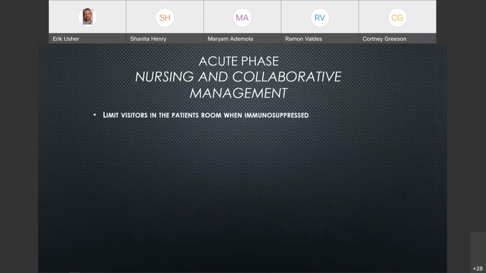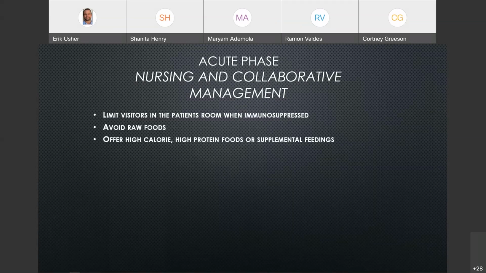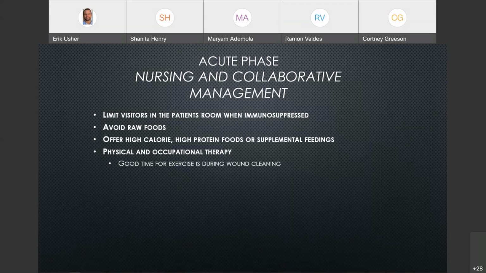In the acute phase, again, we limit the visitors in the room when they're immunocompromised. We don't want to introduce that infection. So we avoid raw foods for that matter. We make sure they have nice high-calorie, high-protein foods and supplemental feedings. Physical and occupational therapy are going to be very, very key. So we need to find a good time for exercise, which is during wound cleaning. Like I said, we're kind of bundling some of this.